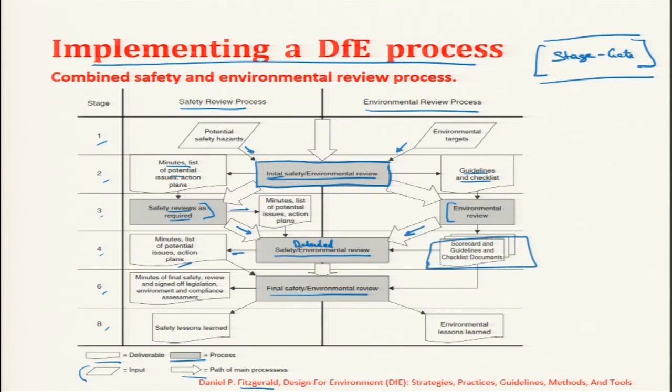The scorecard system is the subjective importance identification system, in which we identify the important attributes that we need to address in the environment review. Finally, safety lessons learned and environmental lessons learned were gathered at stage 8.